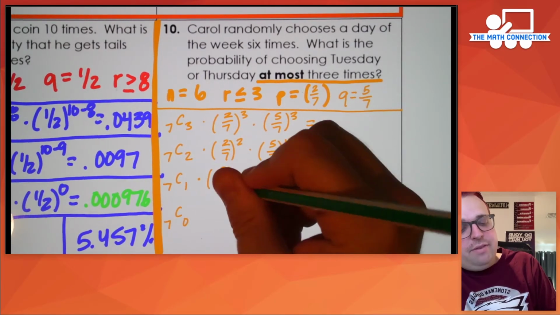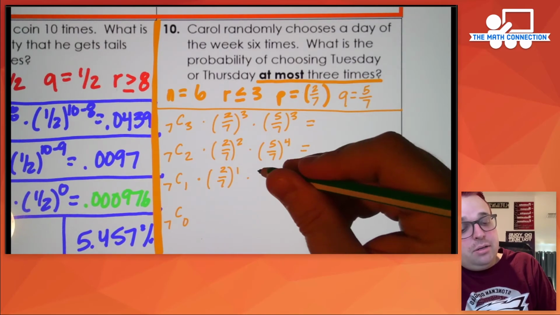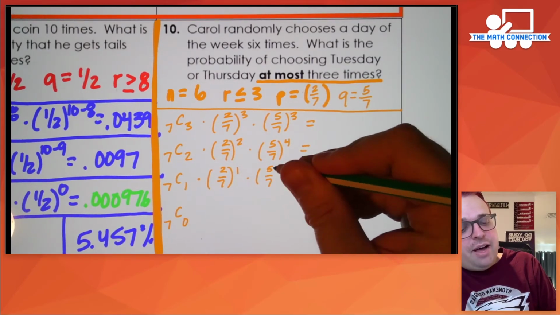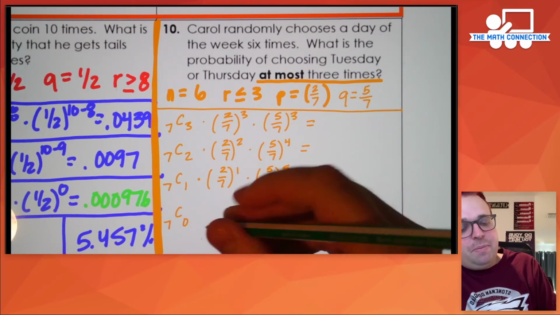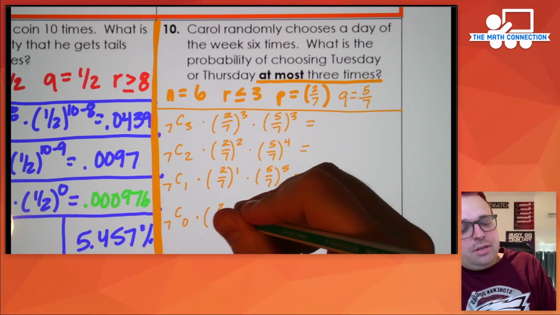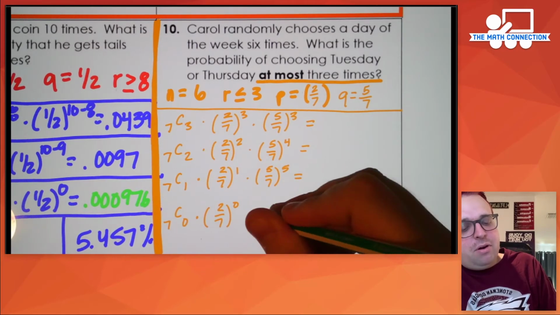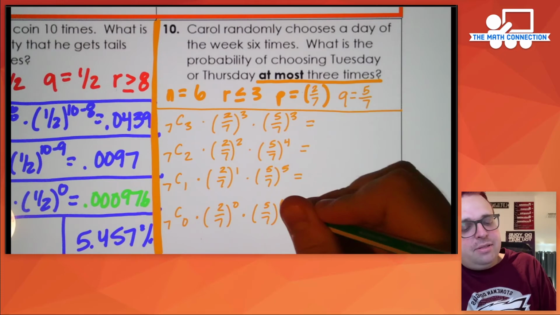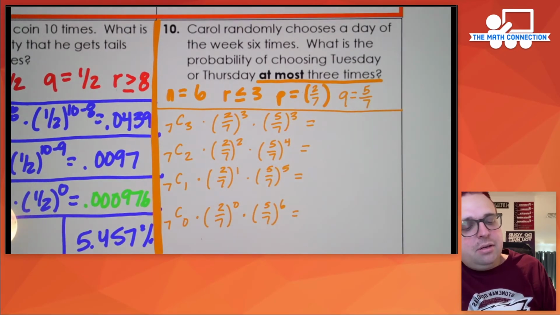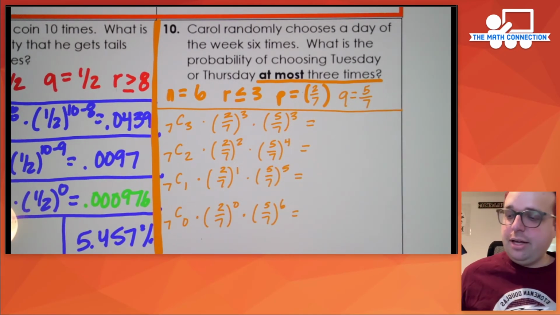Okay, 2/7. The R value is 1. This is 5/7 to the power of 6 minus 1, which is 5. Okay, this one's going to be 2/7 to the power of R. And this is 5/7 to the power of 6. Okay, now we just need to calculate.